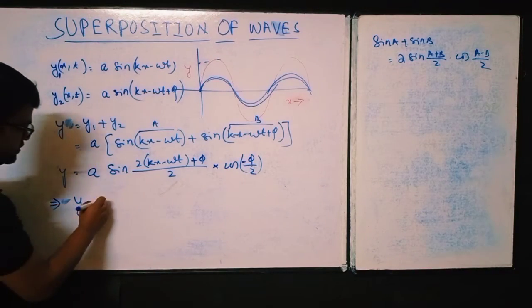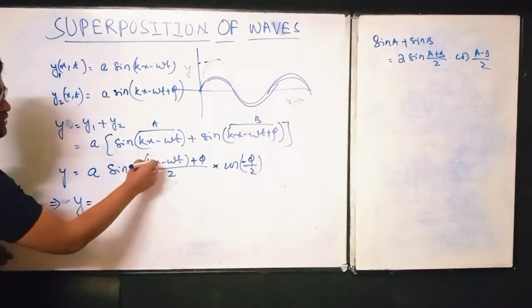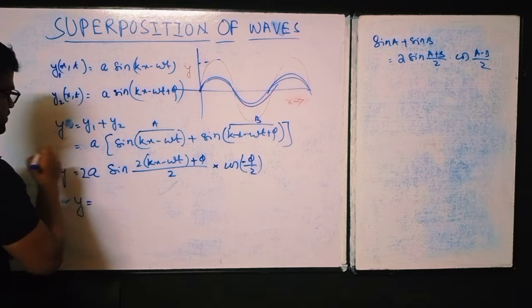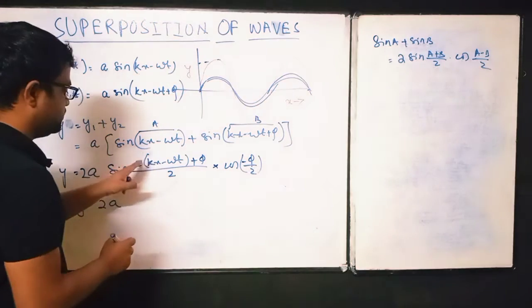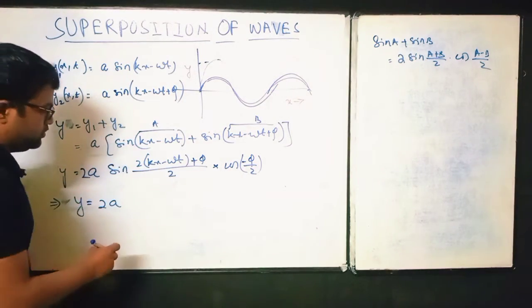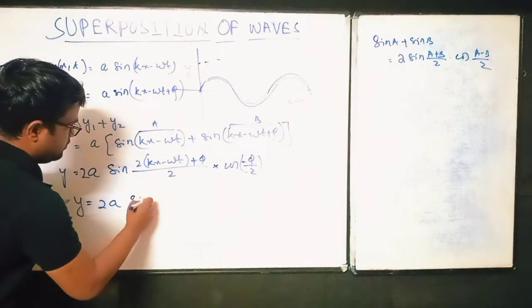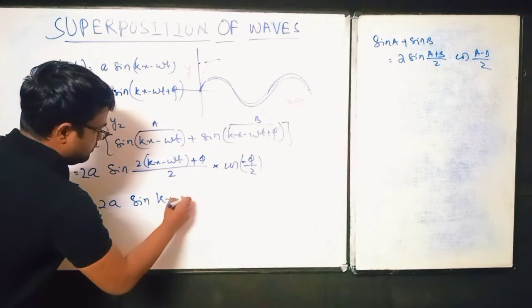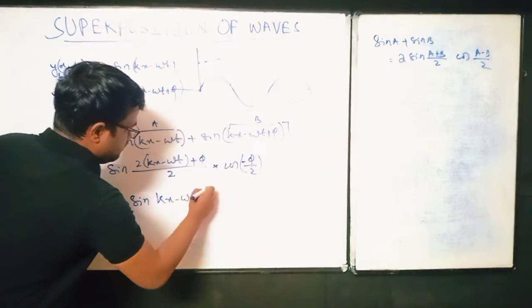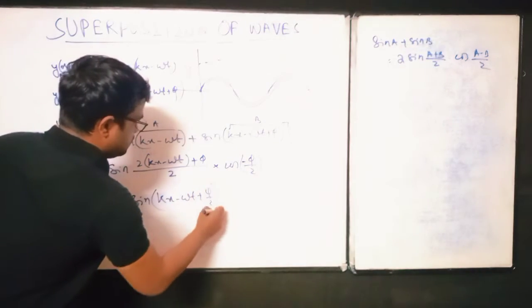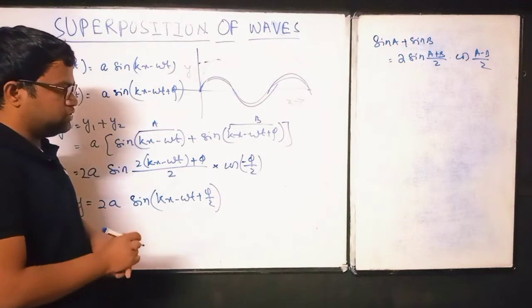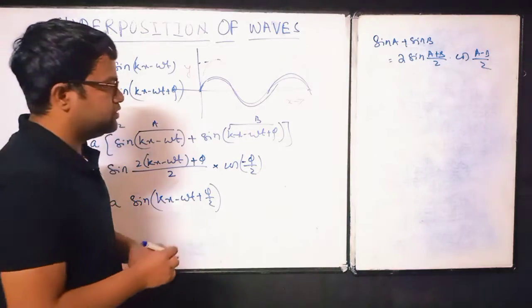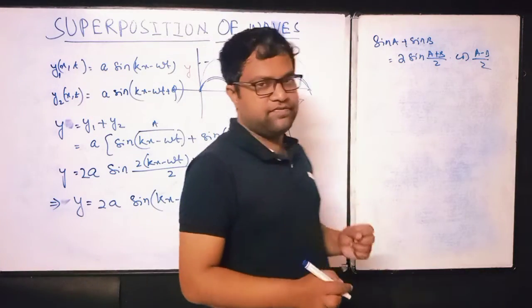So y is 2a, the 2 cancels out, and it becomes sin(kx minus omega t plus phi by 2) times cos(minus phi by 2). Cos minus phi by 2 is cos phi by 2, because you know cos minus theta is cos theta. Cos is an even function.